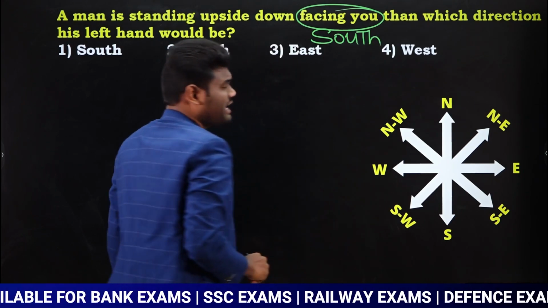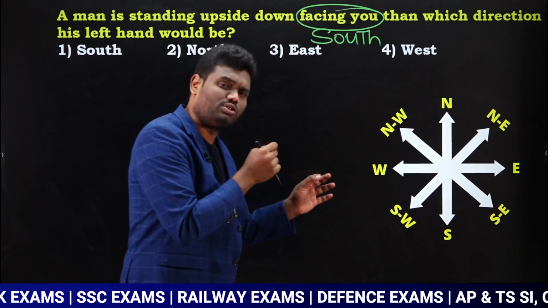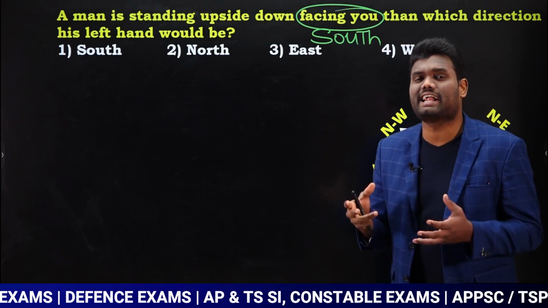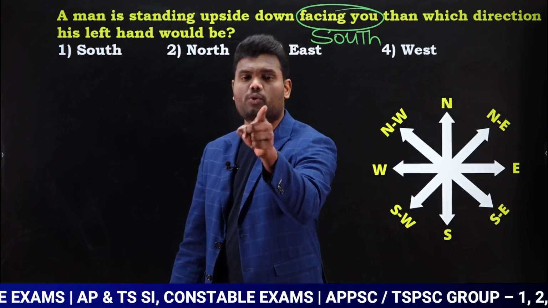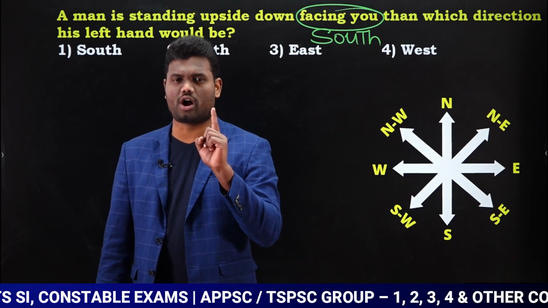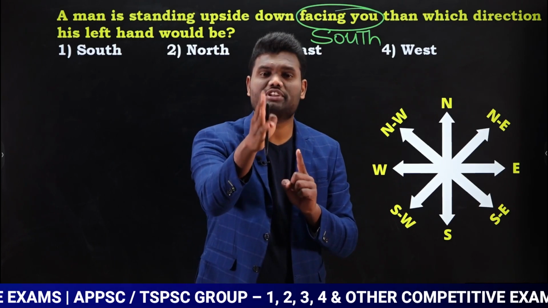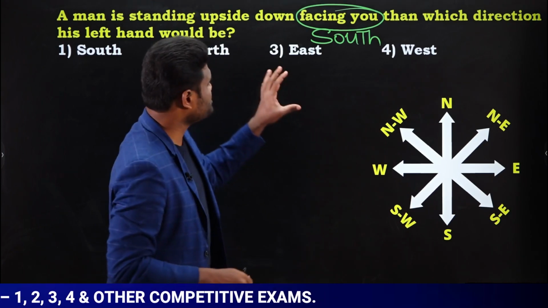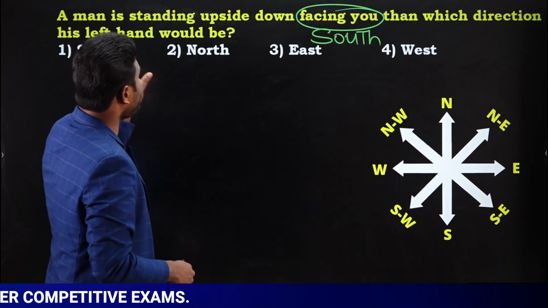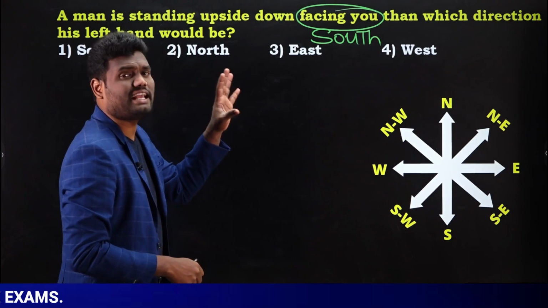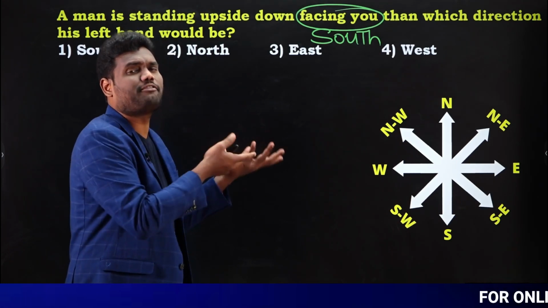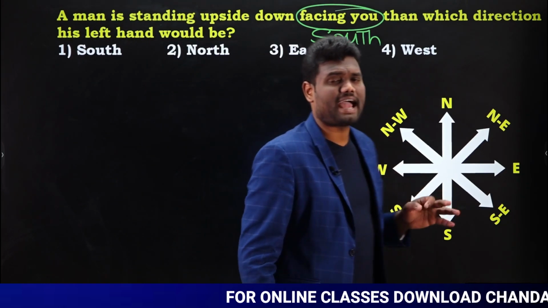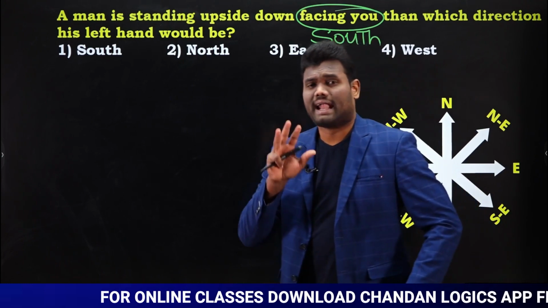Is that clear? Here actually person facing south they can mention, but they did not mention it directly. They have said indirectly saying person facing you. As you are facing towards north, if someone is facing you, which means the person is facing towards south direction. Is that clear? Which means our question is a man standing upside down facing south. Facing you, the meaning is like facing south direction. In which direction is his left hand facing? That is our question. Okay, now observe carefully.